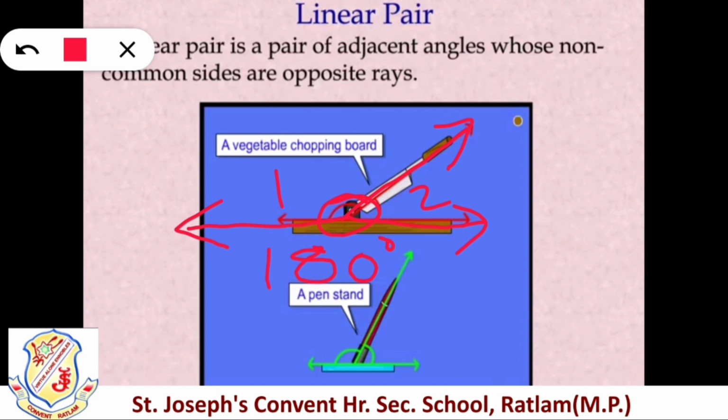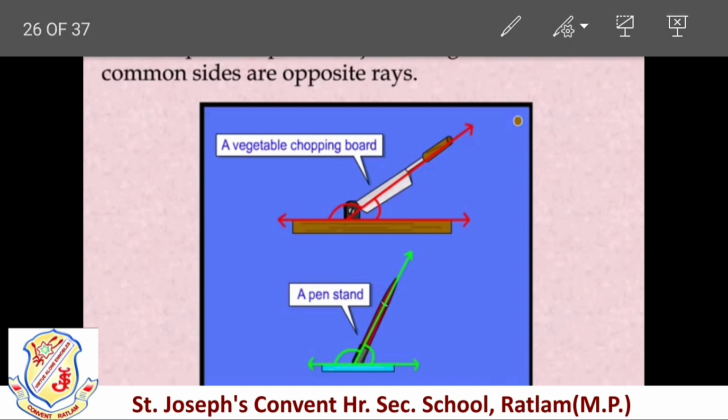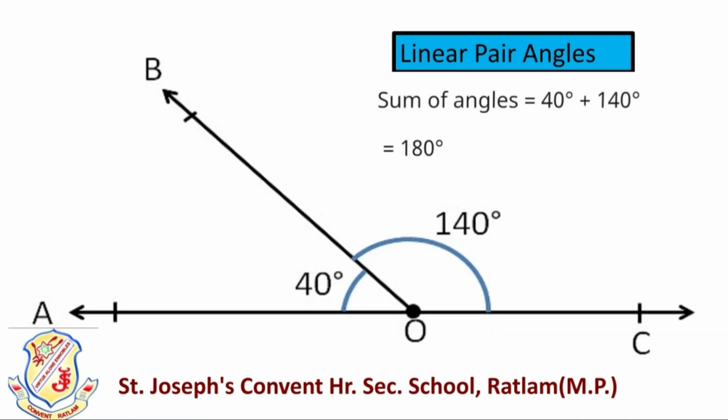Now, children, let's take an example. In this figure you can see two angles, one is 40 degrees and another is 140 degrees. When we add these two angles we get the sum 180 degrees. And also these two angles are sharing a common vertex and also a common side, and their non-common sides are making an angle of 180 degrees. So definitely these angles are linear pair angles.